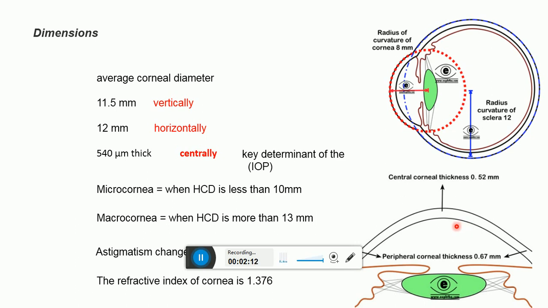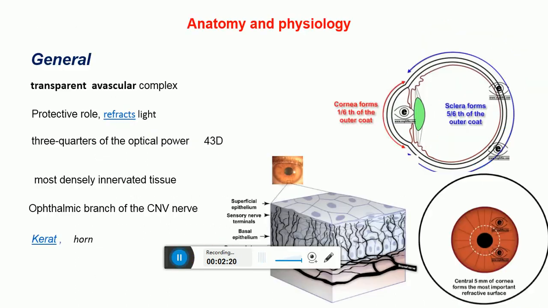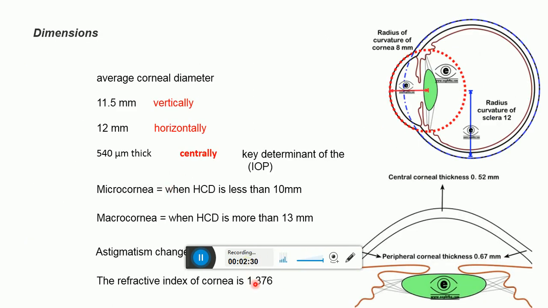The central portion of the cornea forms the most powerful refracting surface of the eye. The refractive power of the cornea is 45 diopters, or 43 diopters. It is 3/4 of the total refractive power of the eye. The refractive index of the cornea is 1.376.